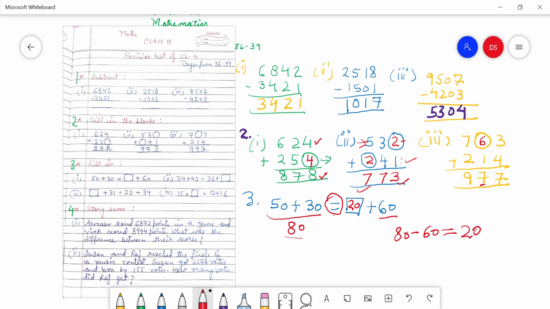Or you can check the answer by adding this. 20 plus 60 is 80. And here also 80. In this way we have balanced both sides. So in this way we will get the answer.